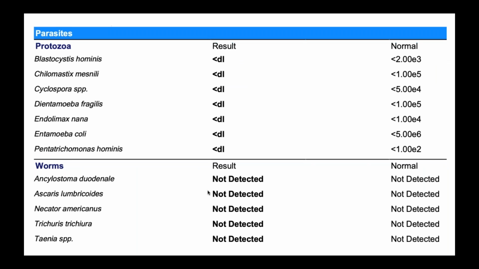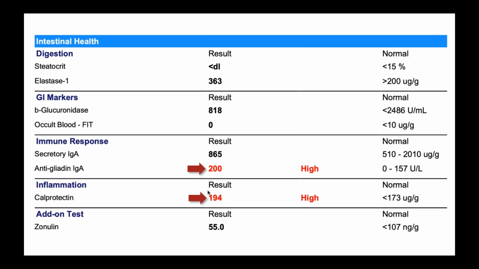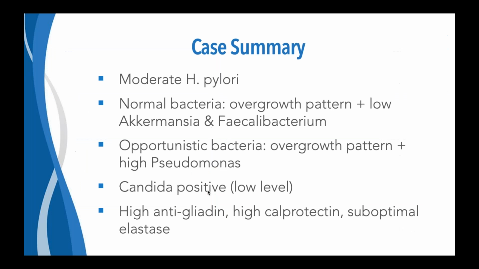Parasite section, once again, was negative. In this case, when we look at the intestinal health section, we do see a couple things that were flagged as high. There's the anti-gliadin, again a marker for reactivity to gluten. That was at 200, quite a bit above the cutoff for being considered high, indicating that gluten sensitivity is the most likely scenario, although it's also possible that some patients may have additional reactivity to gluten cross-reactive foods. We also see in this case that calprotectin was a little bit elevated beyond the cutoff, indicating some level of inflammation in the colon in particular.